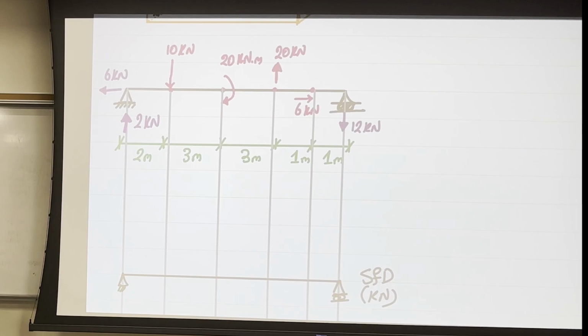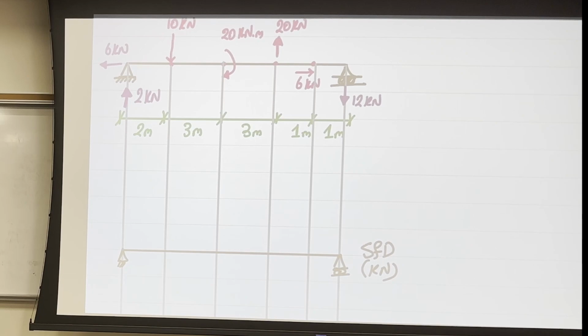So let's now draw the shear diagram. I'll go up by 2, and then I'll move constant until I see the 10. So positive 2, minus 10, I have minus 8. Then I will move constant until 20. So in my calculator, plus 2, minus 8, plus 20, so that's 12.